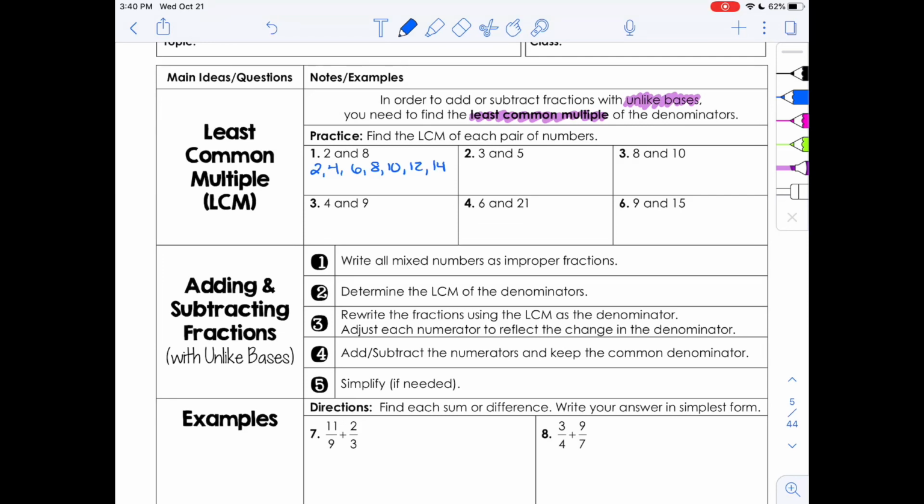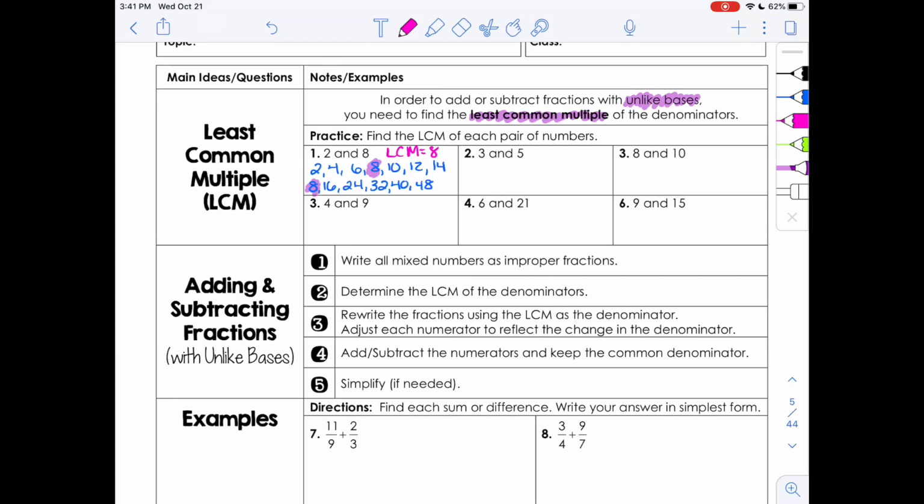Our multiples of 8 are 8, 16, 24, 32, 40, 48. So between these two lists, we want to find the smallest multiple that the two have in common. The smallest multiple in common is 8. So our least common multiple, I'm going to do that in a different color so we can see that, equals 8.